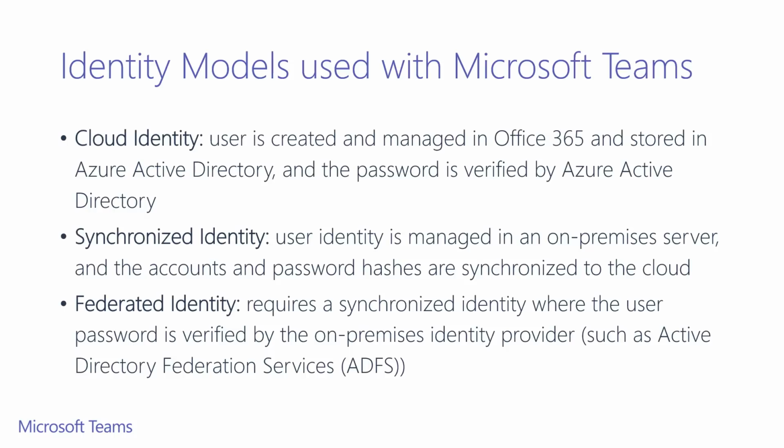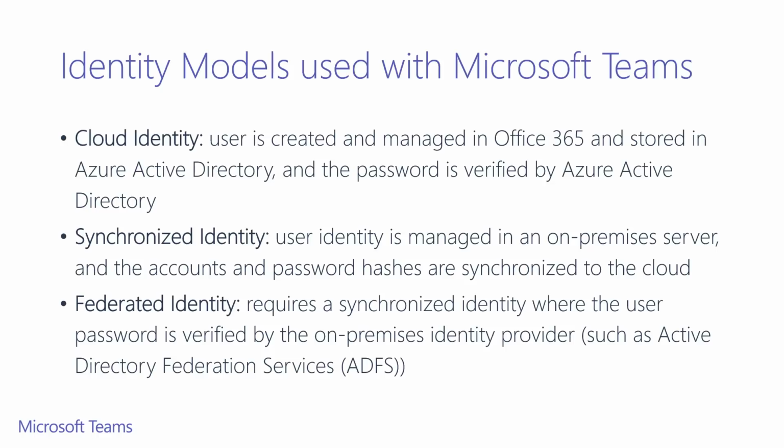Let's take a look at the identity models that are used with Microsoft Teams. When we look at an identity model, it can fall into one of three classifications. The first being a cloud identity. A cloud identity is a user that is created and managed entirely within Office 365. The account is stored in Azure Directory, and the password is verified by Azure Active Directory itself. A synchronized identity is a user identity that is managed and created in the on-premises server environment, what we refer to as Active Directory. The accounts and password hashes themselves are synchronized to the Office 365 cloud.